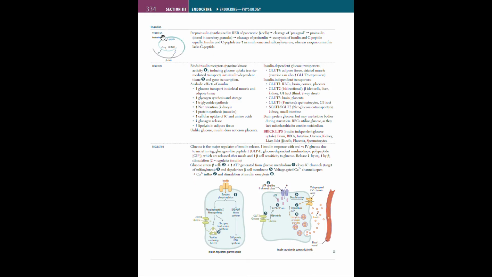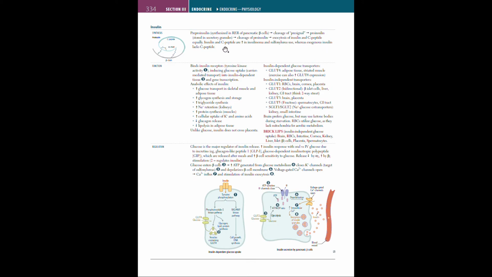Insulin synthesis. Preproinsulin is synthesized in the rough endoplasmic reticulum (RER) of pancreatic beta cells. This will cause cleavage of the pre-signal that will lead to proinsulin. So from pre it becomes proinsulin. Stored in secretory granules, then cleavage of proinsulin, then exocytosis of insulin and C-peptide equally.